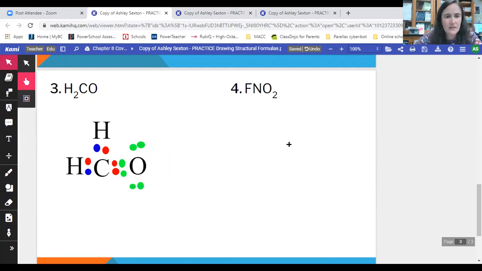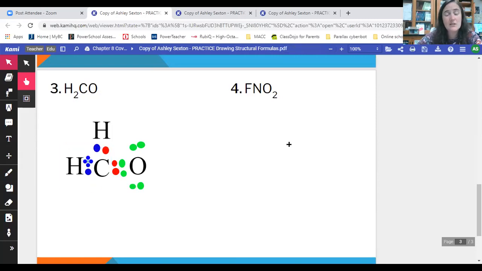So now when I look at this, this hydrogen still has 2. This hydrogen has 2. This carbon has 2, 4, 6, 8. That's for that carbon. This oxygen has 2, 4, 6, 8. Now it's good.